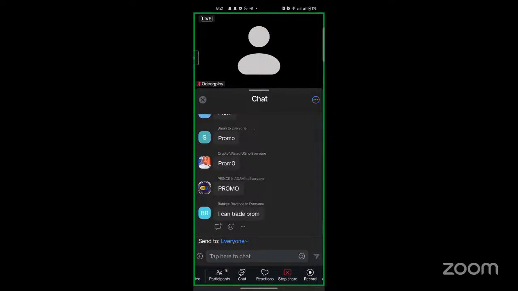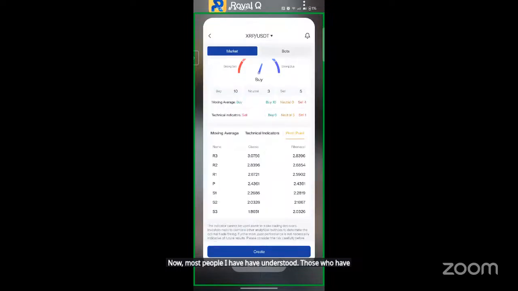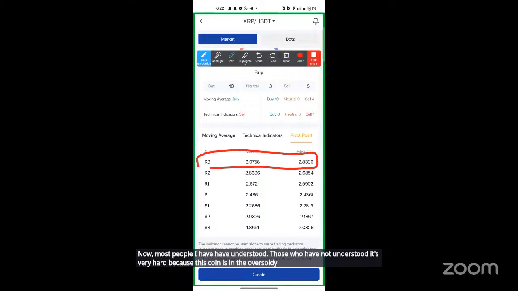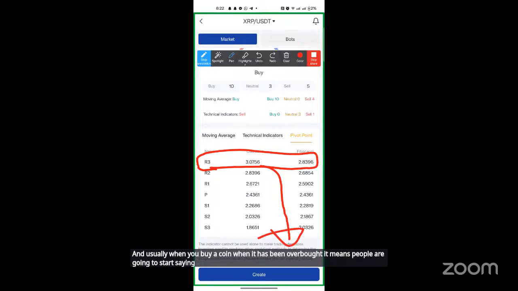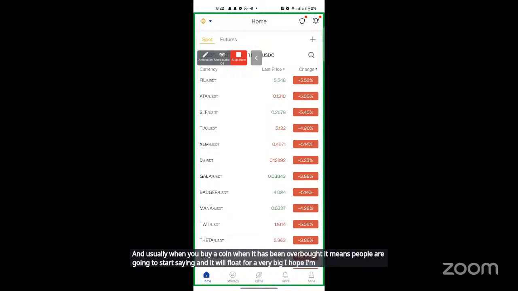Good. Now, most people I have understood. Those who have not understood, it's very hard because this coin is in the overbought area. And usually, when you buy a coin when it has been overbought, it means people are going to start selling and it will float for a very big time. I hope I'm making life easier.